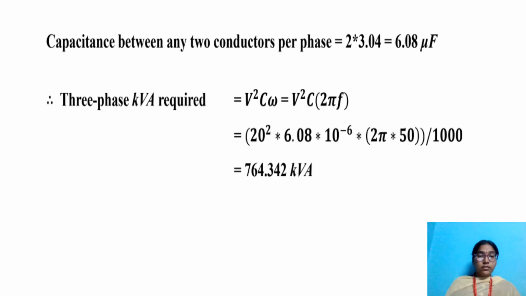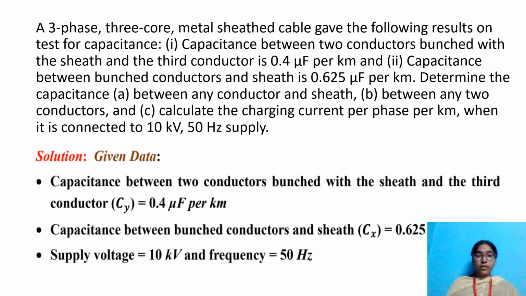Therefore, we can calculate the capacitance per phase, using the formula 2 into 0.304, equal to 6.08 microfarads. The three-phase kVA required is V squared C omega, where omega means 2 pi f. If we substitute the values in the formula, we get 764.342 kVA.